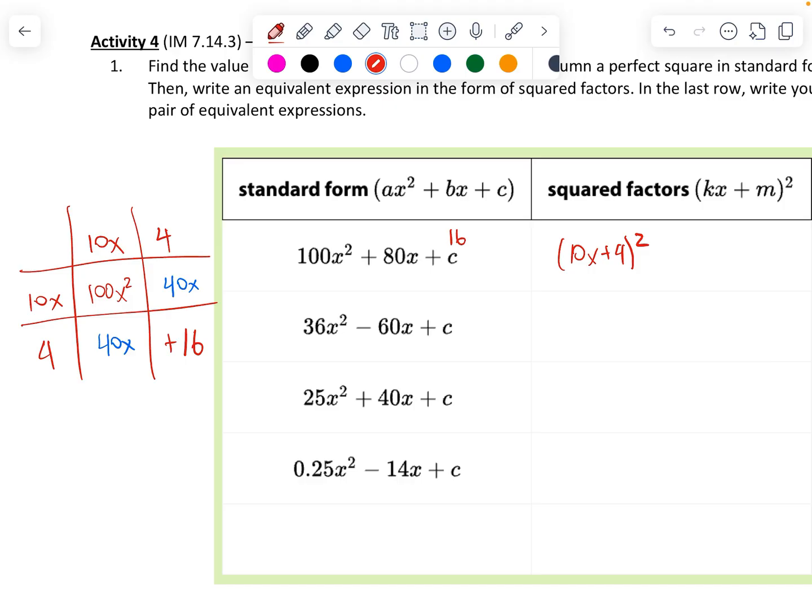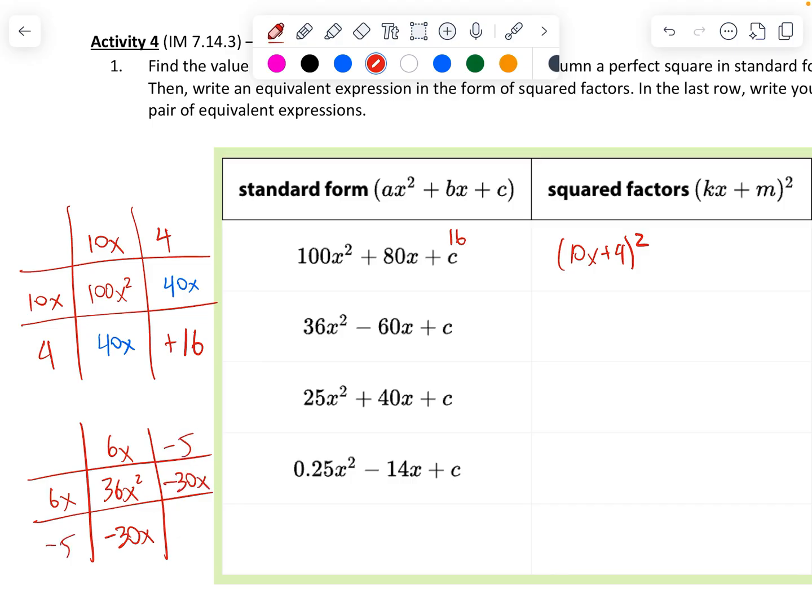See if you can figure that out. But if you can't, you can continue to use the diagram. That's completely fine. All right, so for the next one, if you use the diagram, again, this is going to be 36x squared, making this 6x and this 6x. This is negative 30x, making this minus 5, making this plus 25. So C is 25, and the factors are 6x minus 5 squared.